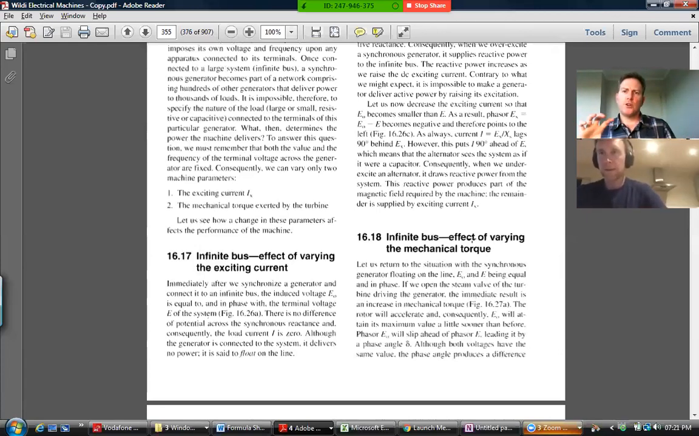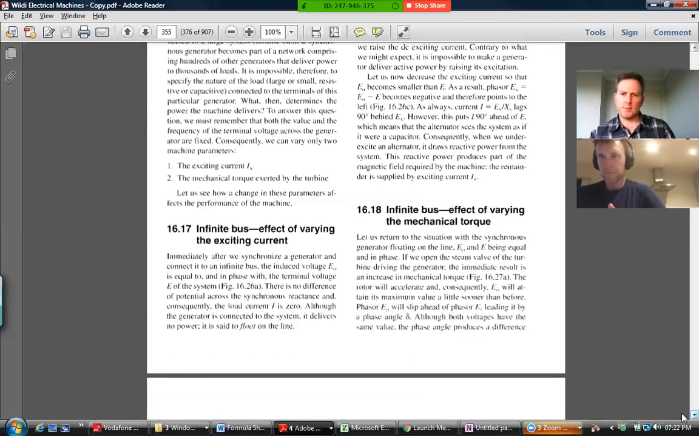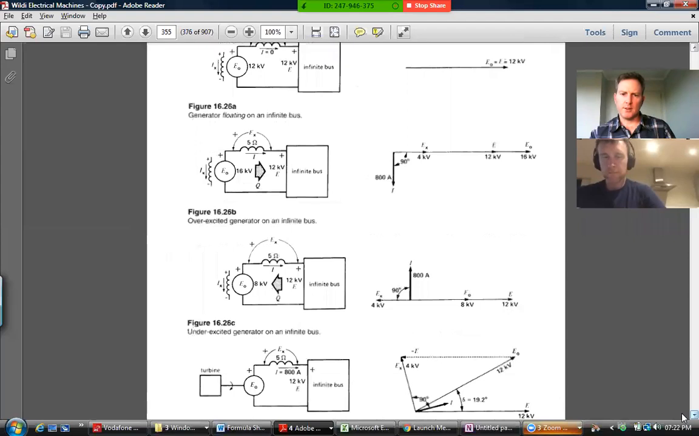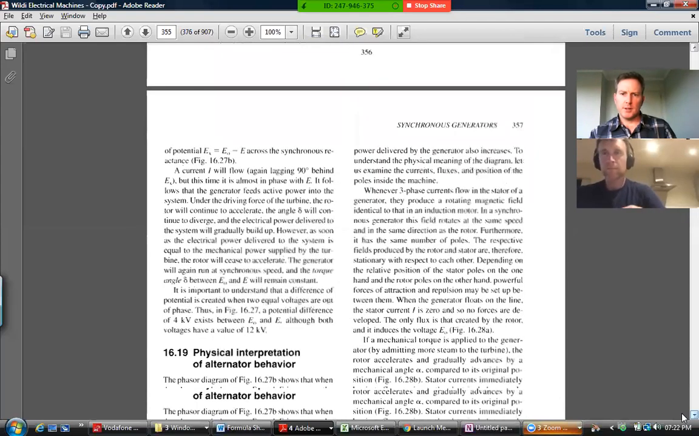And then when you try and force the generator via the steam turbine, or whatever kind of turbine it is, you're trying to make it go slightly ahead of the stator in terms of where the flux is, then you end up causing an angle between the E naught and the E. So let's just have a look at what the picture of this looks like, just to get a feel for it first. Here.